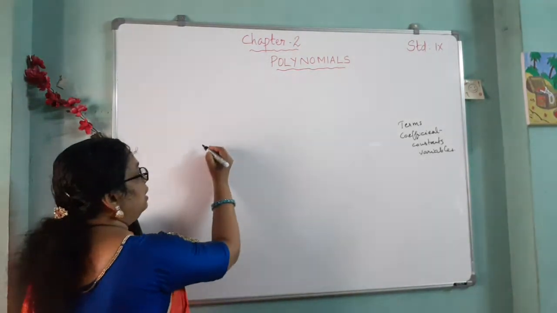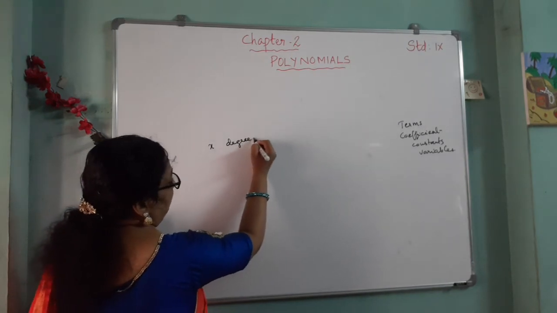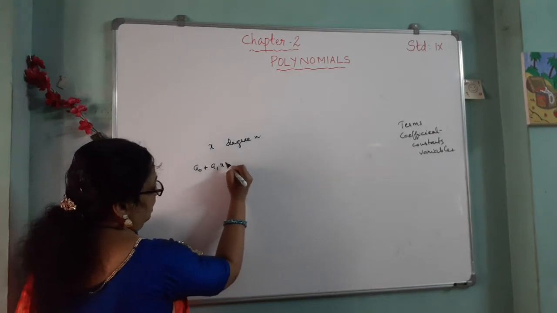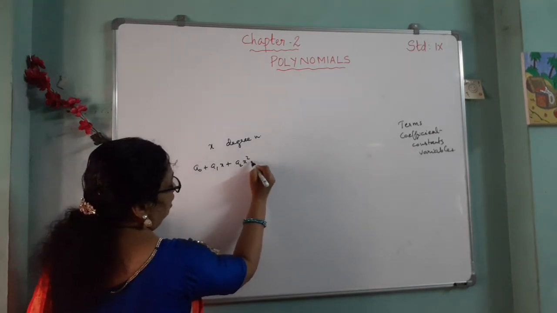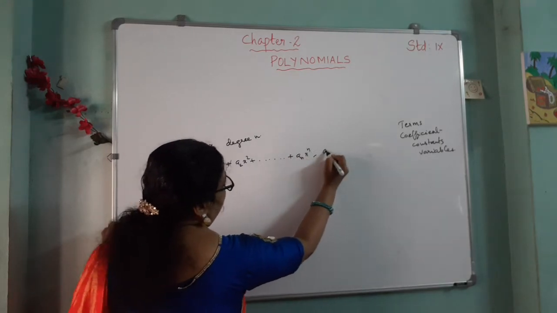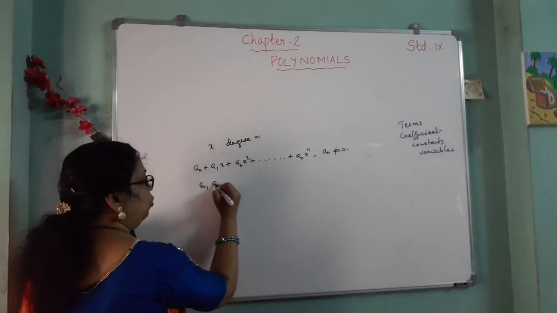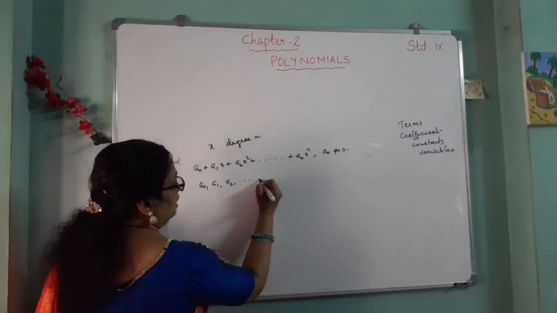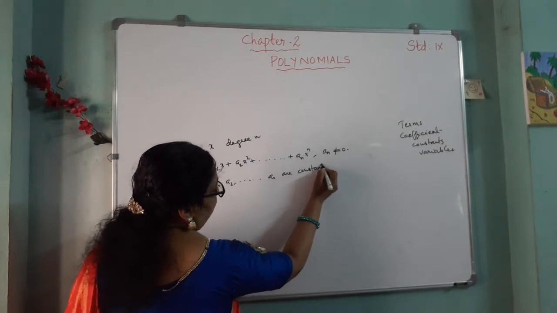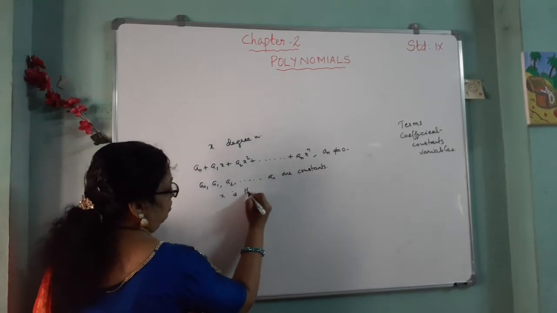Then for example, a polynomial in one variable x of degree n, generally we can write a0 plus a1x plus a2x square plus etc. up to anx raised to n, where an not equal to 0. Then here a0, a1, a2, etc. an are constants, and this x is the variable.